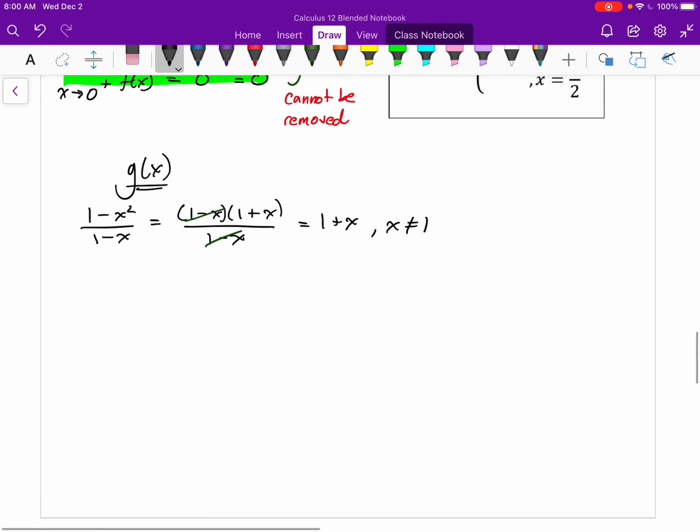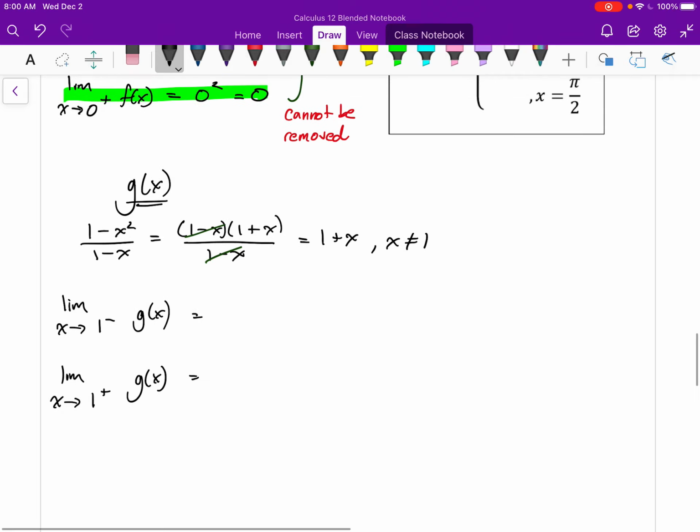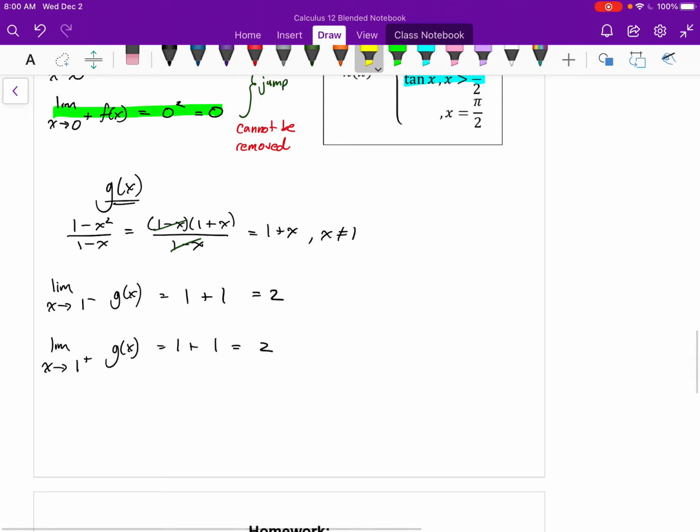So now that I have this simplified, let's see what happens as I approach 1 from the left and from the right of g of x. As I approach 1 from the left, there's nothing stopping me from just substituting 1, and I get 1 plus 1, which is 2. As I approach from the right, it's the same equation, 1 plus x, so 1 plus 1 equals 2. As I approach 1 from the left and the right, I have the same value, which means this is a removable discontinuity, which means I can remove the discontinuity.